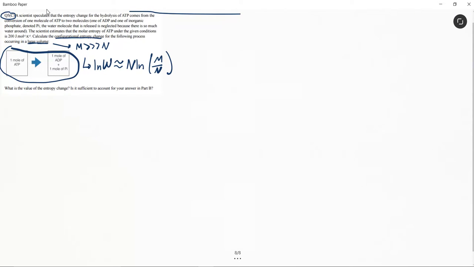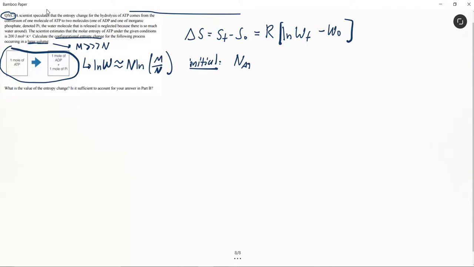The second thing that's important to note is that the change in entropy is equal to S final minus S initial, which is equal to R times ln of the final multiplicity minus the multiplicity of the initial. Recall that multiplicity is directly related to n and m. For the initial system, n, the number of molecules of ATP, is equal to 6.022 times 10 to the 23rd, which we'll call Avogadro's number, Na.